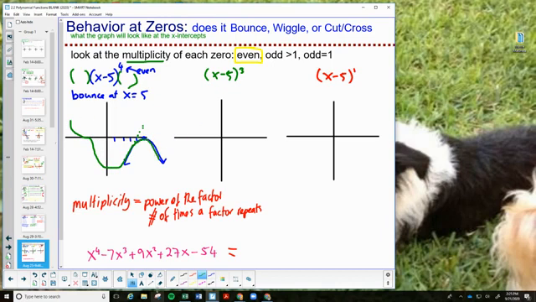Okay, right. Now, we're looking at the multiplicity, so that's the power of the factor, the number of times the factor repeats. If it's an odd number, if it's greater than 1, like 3, it's going to wiggle. If it equals 1, it's going to cross, just cut straight across, okay? Now, when you wiggle or cut across, you do go from one side of the x-axis to the other. You don't bounce and come back. You cross over to the other side of the x-axis.